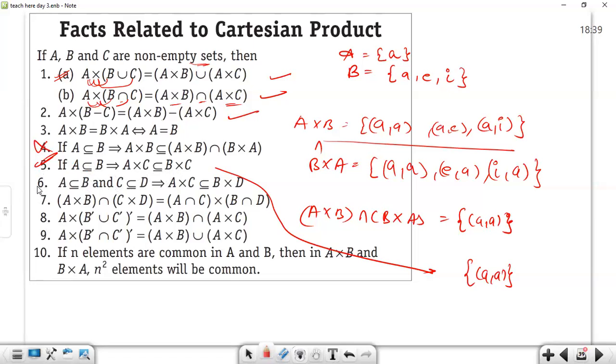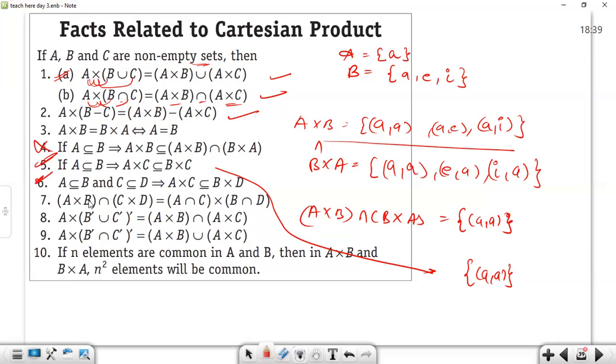This is a property: A is a subset of B and C is a subset of D is equivalent to A cross C being a subset of B cross D. So left side product, and right side product. This is another property. Clear?